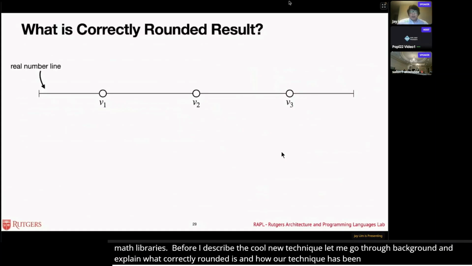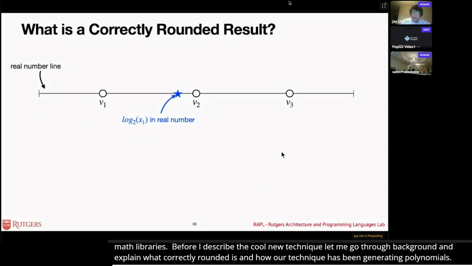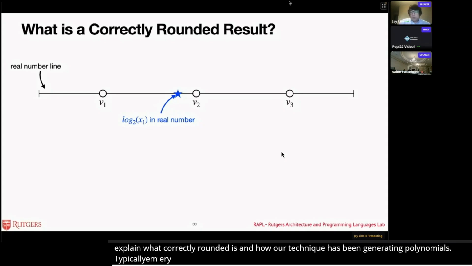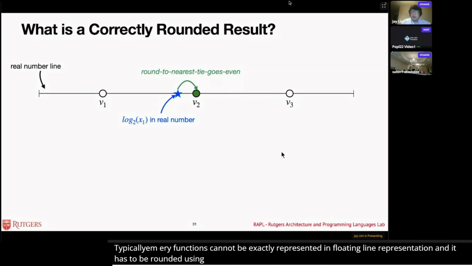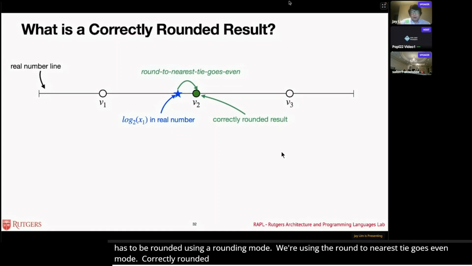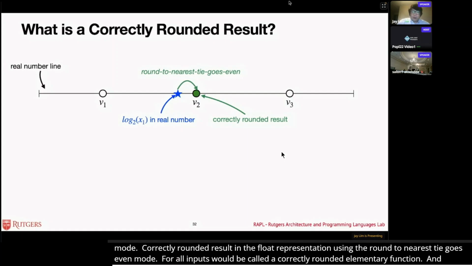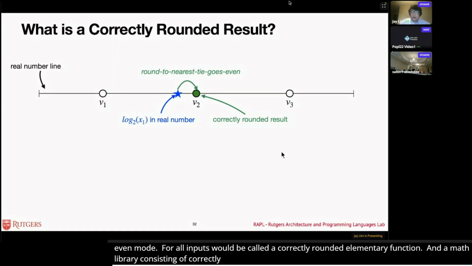Consider this real number line and some adjacent 32-bit float values. Typically, elementary functions cannot be exactly represented in floating point representation, and it has to be rounded using a rounding mode. In this example, we're using the round to nearest ties to even rounding mode. So V2 will be called the correctly rounded result of log2 of x1 in the float representation using the round to nearest ties to even rounding mode. An elementary function that produces correctly rounded results for all inputs would be called a correctly rounded elementary function, and a math library consisting of correctly rounded elementary functions is called a correctly rounded math library.